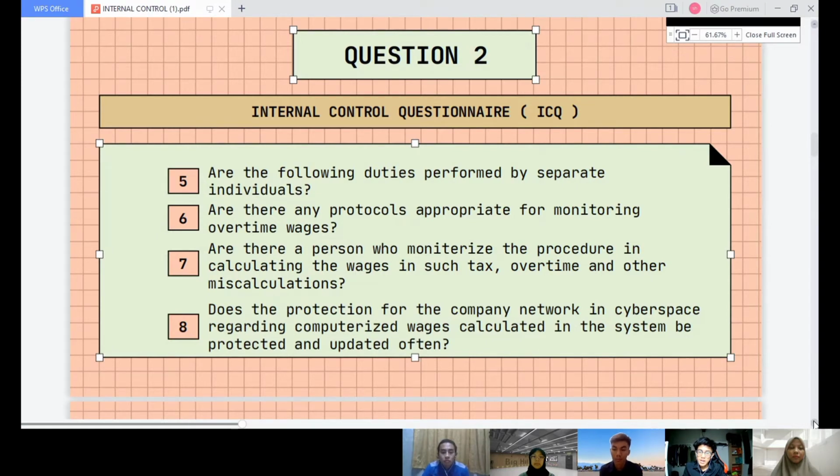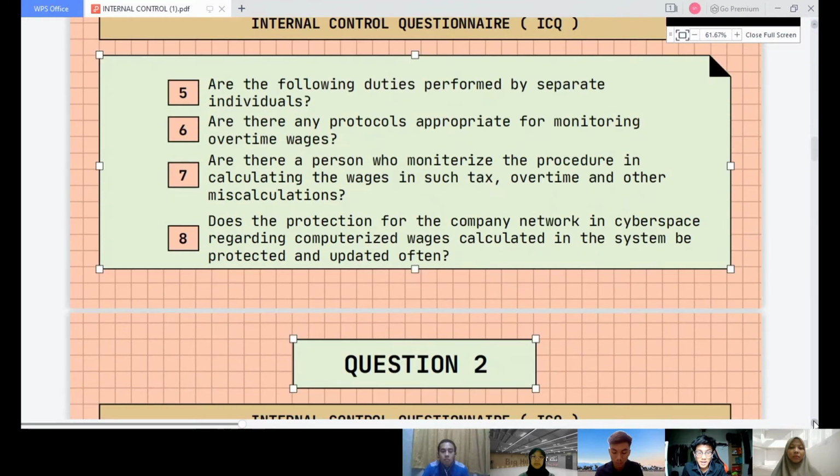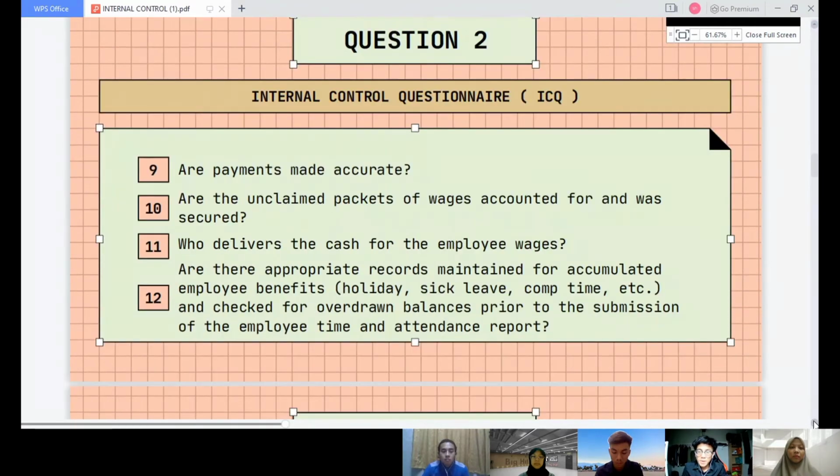And then seven, is there a person who monitors the procedure in calculating the wage, such as tax, overtime, and other miscalculations? And then eight, is the company network protection in cyberspace regarding the computerized wage calculation system protected and updated often? And then nine, are the payments made accurate? And then ten, are the unclaimed packets of wage accounted for and secure?